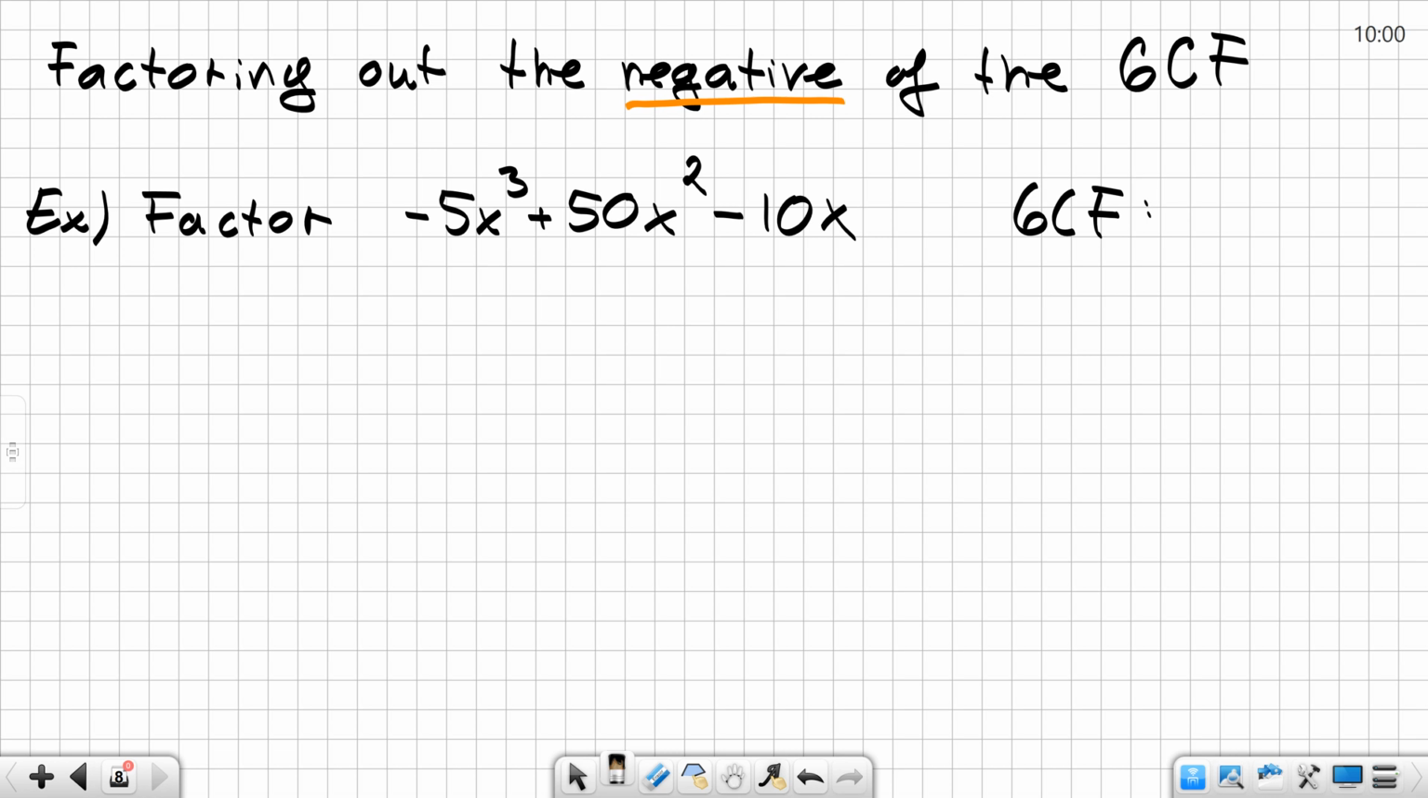So quickly, what is the GCF in this case? For negative 5, 50, and 10, all of these numbers are divisible by 5. And for the variable parts, I look at the one with the smallest exponent. That would be just an x to the first. So the GCF is 5x. Now let me show you something.